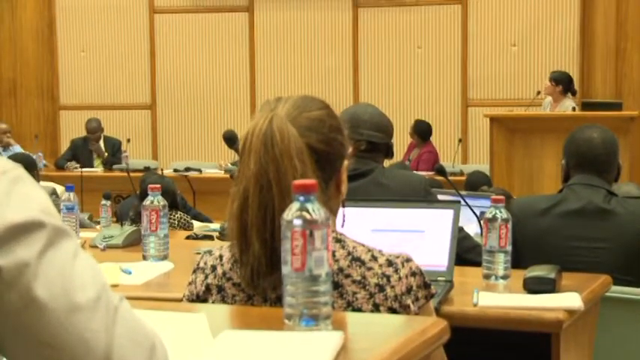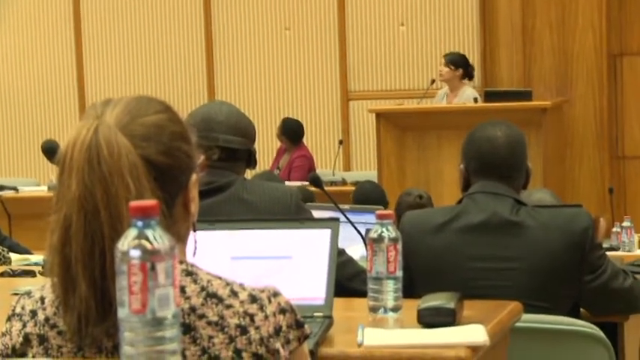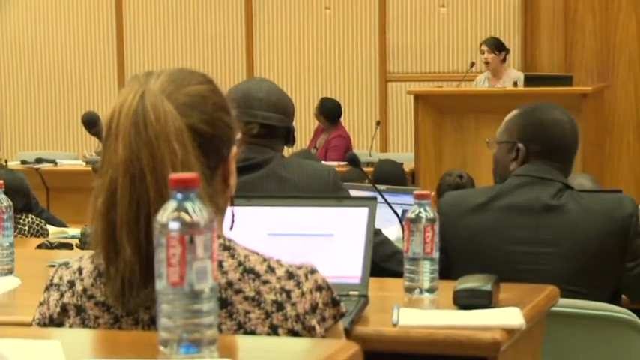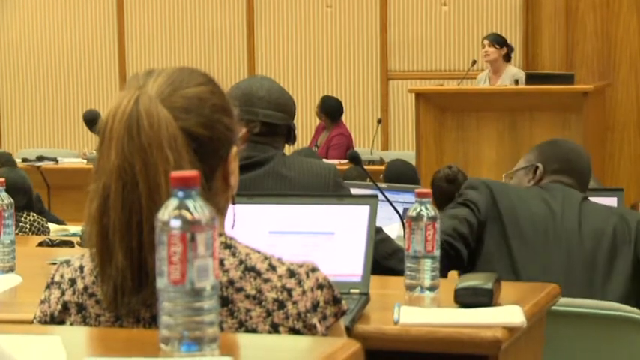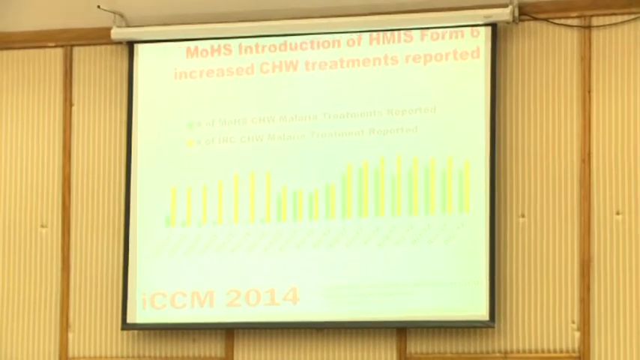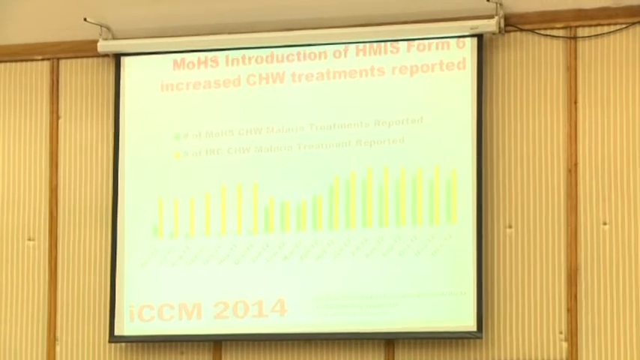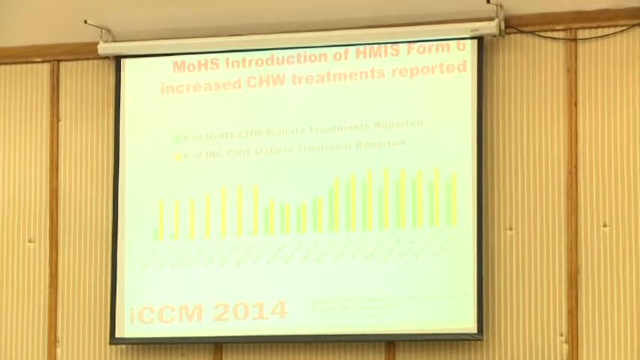So this slide is showing what has happened since the introduction of Form 6. Prior to June 2011, there was not a mechanism for all of these community treatments that were happening to be recorded through HMIS. The green represents the treatments that are reported by the ministry. The yellow are the treatments that were reported through the IRC's parallel system of reporting.